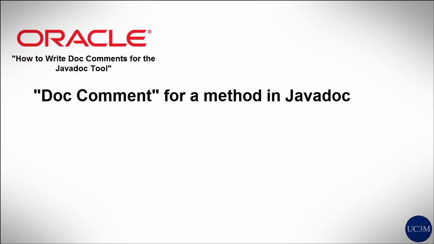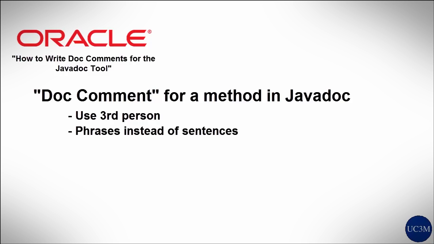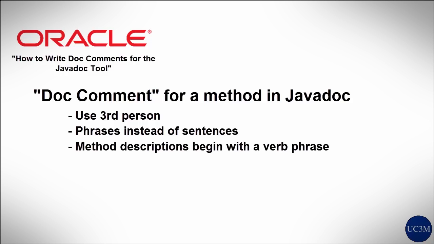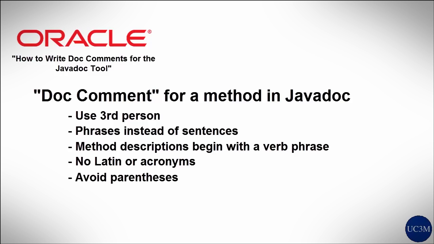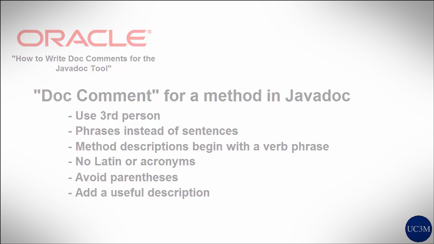There are a few style rules that you should follow. For instance, always use the third person instead of the second person. It's okay to use phrases instead of complete sentences for the sake of brevity. Method descriptions begin with a verb phrase. Avoid Latin and acronyms. Avoid parentheses when referring to a method. Add a useful description. A good comment gives information that is not obvious when looking at the code of the method.